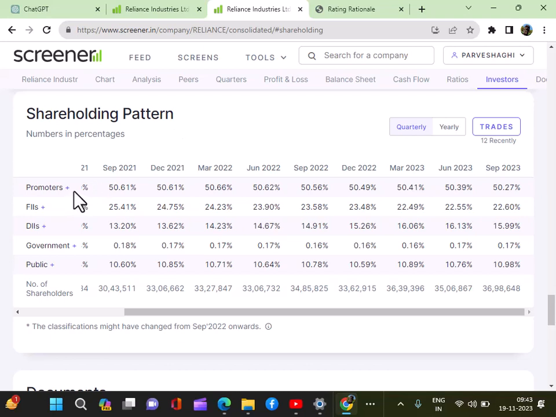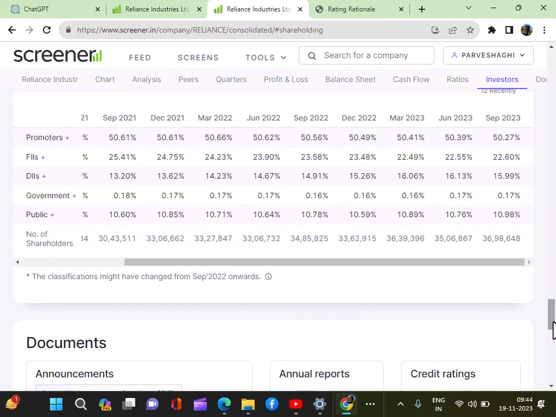Now, if you look at the shareholding pattern, the Ambanis hold 50% of the shares of the company. As of September 23, FIIs, the foreign institutional investors, own 22.8%. DIIs, the domestic institutional investors, that is mutual funds and banks, mostly held by mutual funds, 15.99%. Government owns 0.7%. And the public holds 10.98%. People like you and me hold only 11%. The number of shares is also given at the bottom.